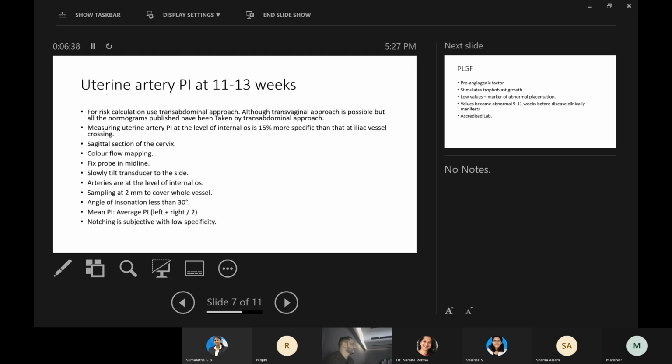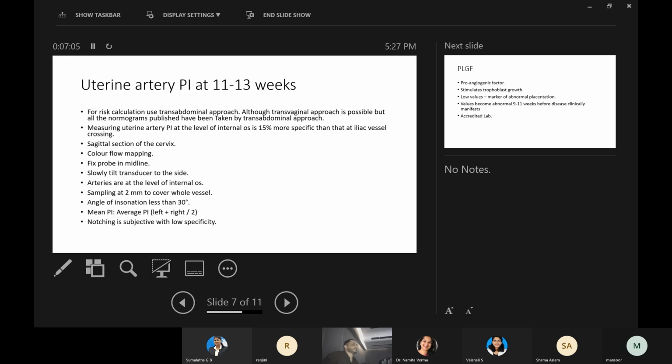Same thing, repeat on the left side, keep the probe in midline. Do not move the probe, just tilt it towards the left side, with your color Doppler on, and when you start tilting it to the left side, the uterine artery will start blinking again on the left side. Put your power Doppler, take the measurement. The mean of both sides should be taken, that is left plus right divided by 2. Angle of inclination less than 30 degrees.